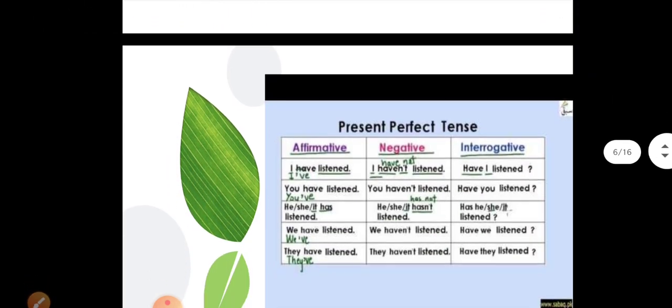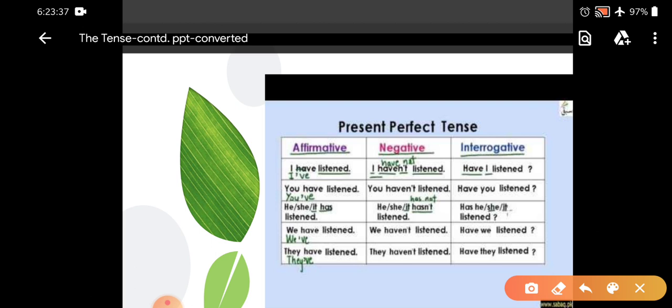Next, you see, we have present perfect tense. How would we say in affirmative form? I have listened, and when we have conversations or in spoken form, I'll say I've listened. Say it, I've listened. Instead of saying I have listened, I'll say I've listened.